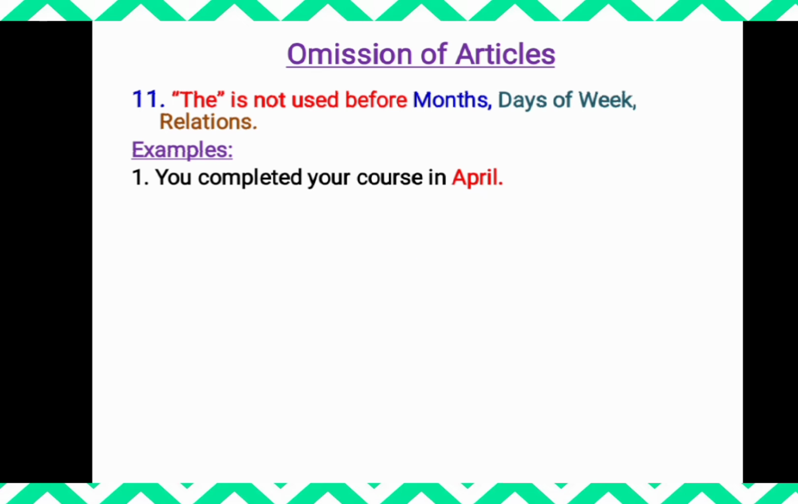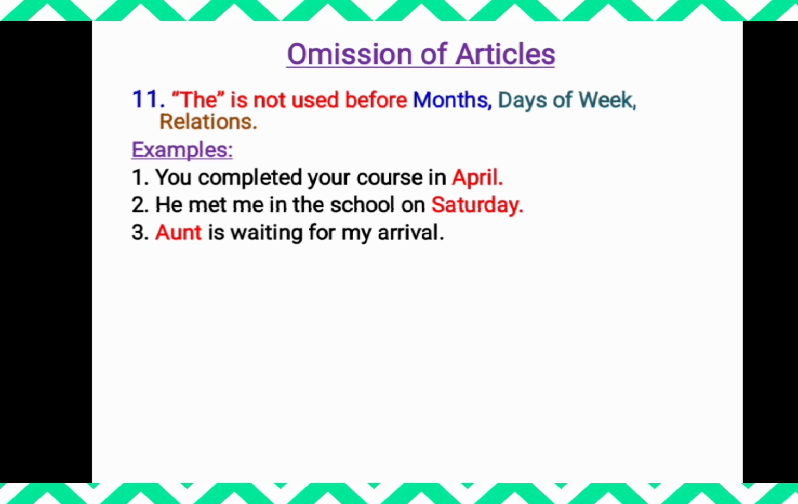We have some examples according to this rule. The first example is you completed your course in April. April is a month and we do not use the definite article before month. The second example is he met me in the school on Saturday. Days of week. Aunt is waiting for my arrival. That is a relation and we do not use the definite article the before the relation.